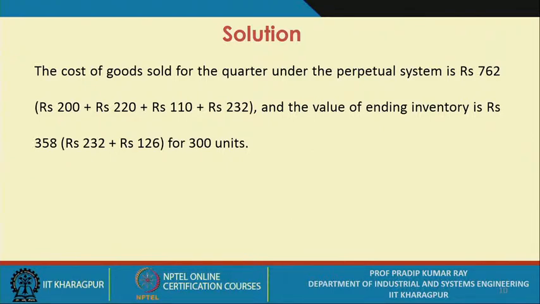So, here the cost of goods sold for the quarter under the perpetual system, quarter means 3 months, we are considering 3 months. So, this value is rupees 762, and the value of ending inventory is 358.